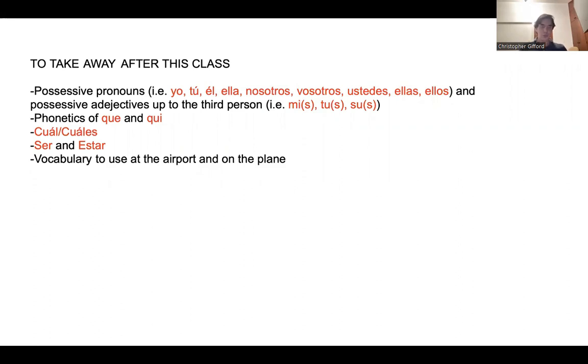You should also be able to take away phonetics such as que and qui. So how to pronounce Q-U-E and Q-U-I in Spanish. Cuál, cuáles, ser, and estar. And vocabulary to use at the airport when traveling.